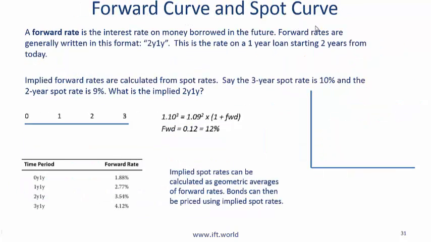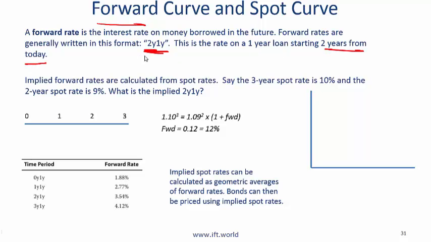Forward curve and spot rate. We've talked about spot rates, and we've talked about yield. Now we are also going to talk about forward rates. This is something you see here, and you will also see this in derivatives. A forward rate is the interest rate on money borrowed in the future. Forward rates are generally written in this format, 2y, 1y. This is the rate on a 1-year loan starting 2 years from today.